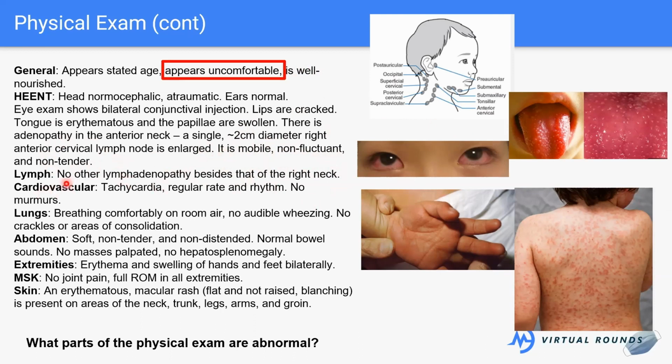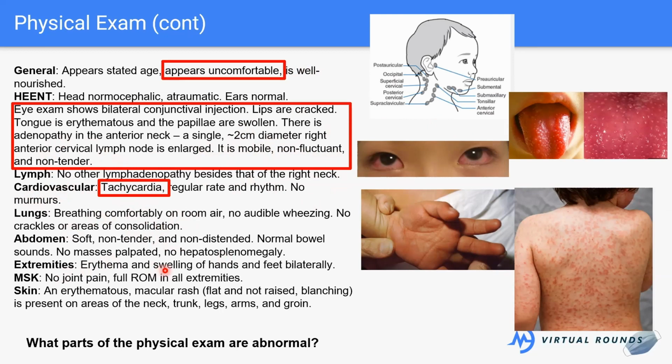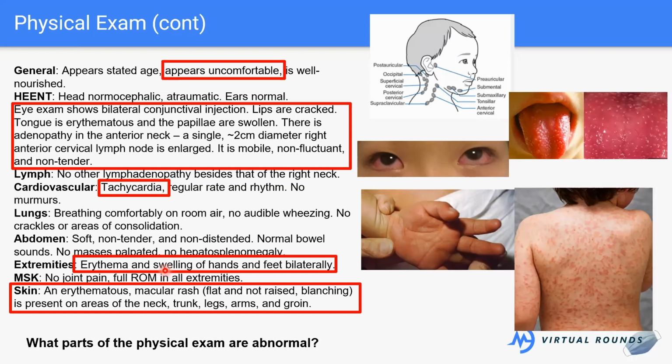All right, so lymph was said to be normal. Cardiovascular, we've already talked about the tachycardia. Lungs looked normal, and so did abdomen. In the extremities, it looks like we have erythema and swelling of both the hands and the feet, so paying attention to that. And then the skin, they describe the rash as erythematous and macular.